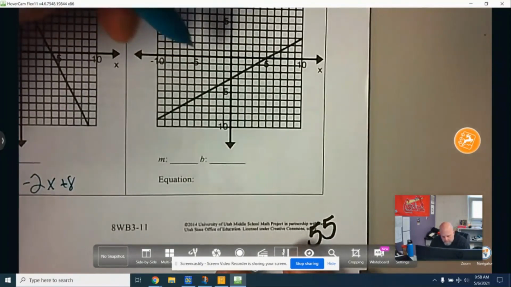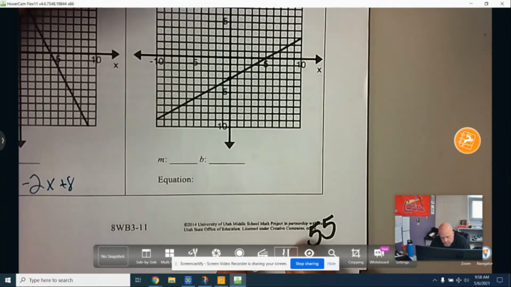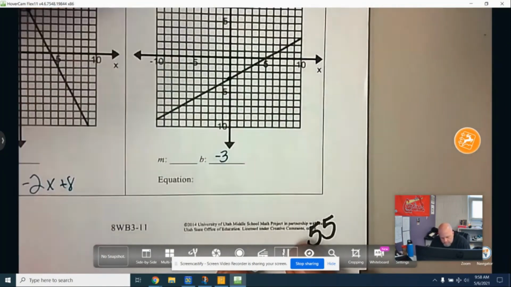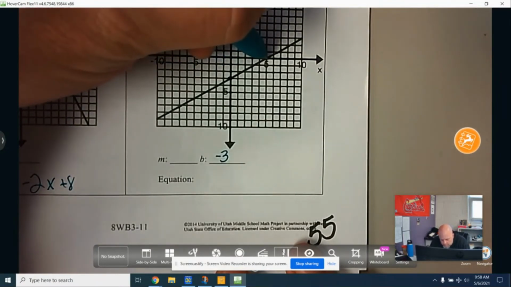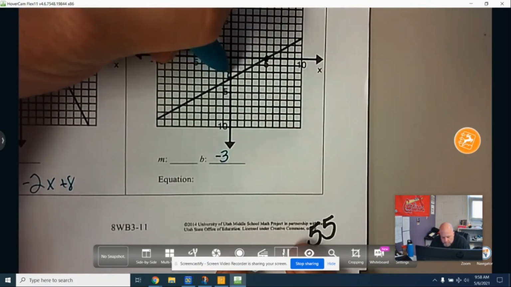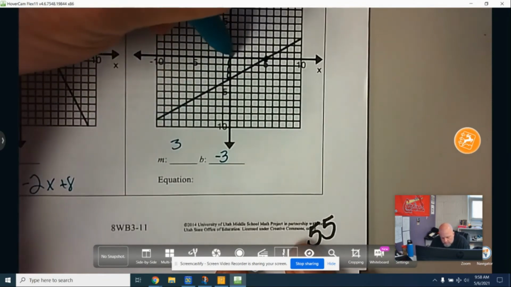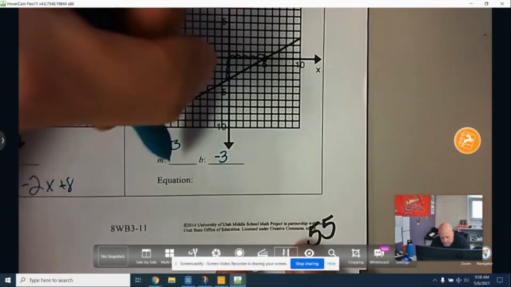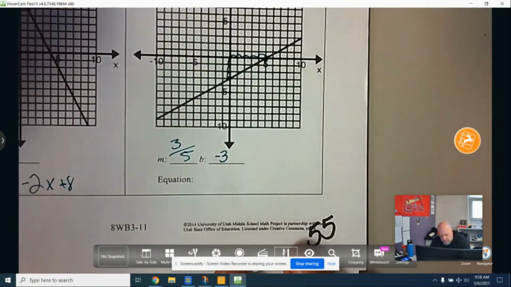Okay, number 11, we're going to go ahead and again start with the y-intercept, which I see is right here, so that's going to be a -3. And then pick another point, looks like probably all the way up here goes through the corner of a box. So my m, let's see, 1, 2, 3. So I rise 3, and I have to run 1, 2, 3, 4, 5. So 3/5. 3/5 will be my positive slope.